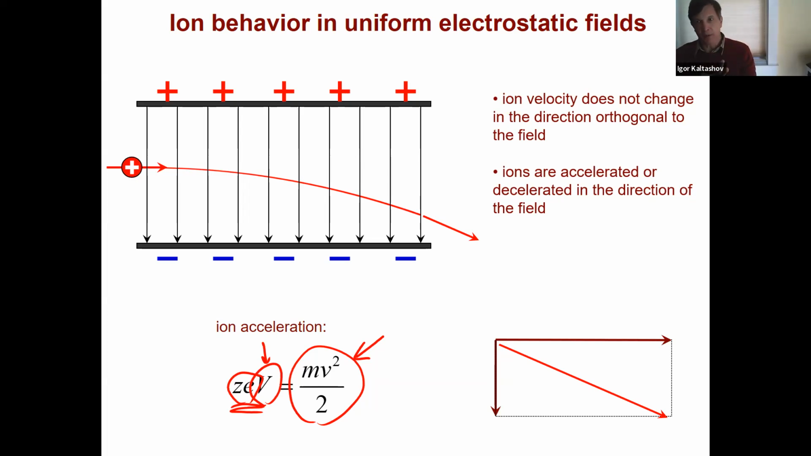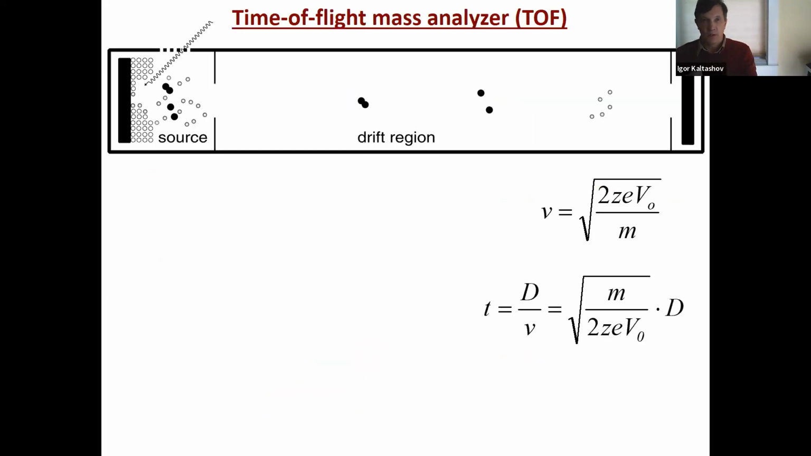So this is very simple, almost trivial, and surprisingly, one of the most useful, one of the most common types of mass spectrometers, the so-called time-of-flight mass spectrometer, is using exactly this very simple math. So from here, you can see that you can calculate easily the velocity that has been acquired by your ion based on the potential difference that it went through. So this is how it's used in the time-of-flight mass analyzer.